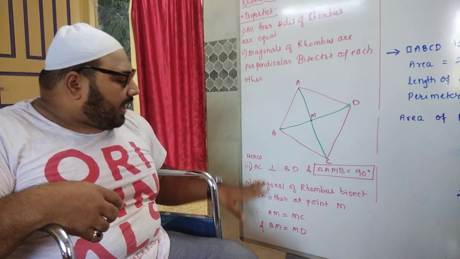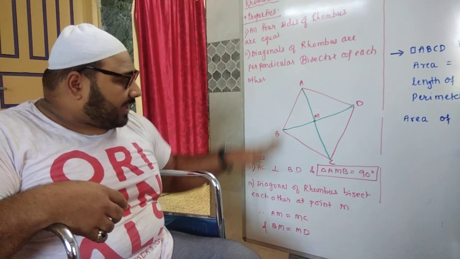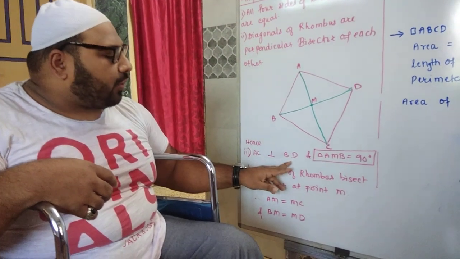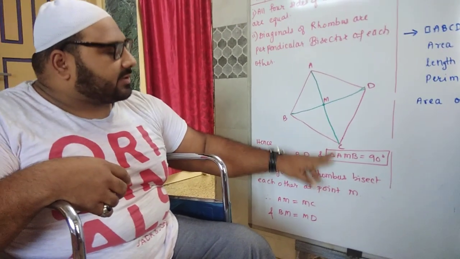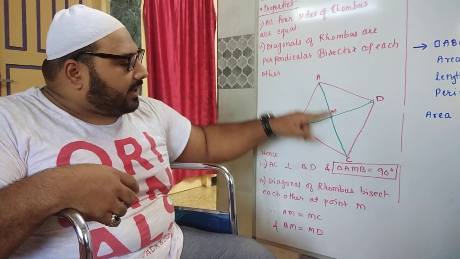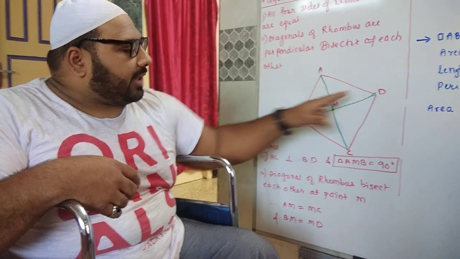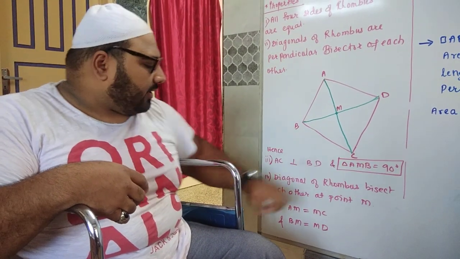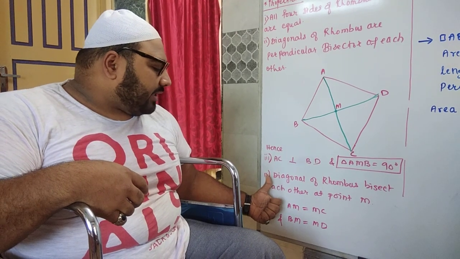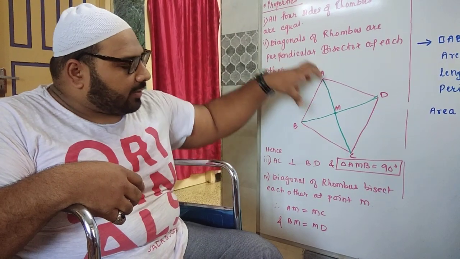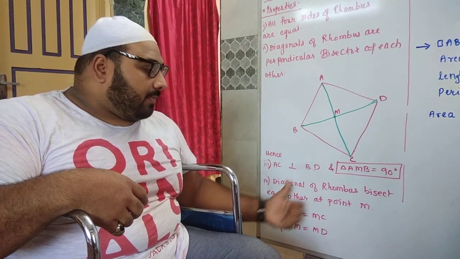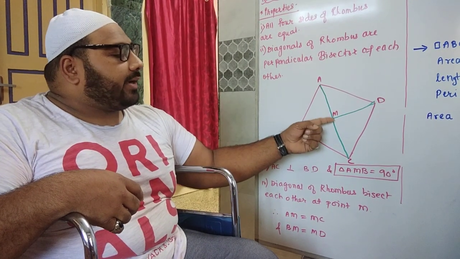Because of this property we can see here AC is perpendicular on BD and it makes all angles here like angle AMB, angle AMD, angle DMC and angle BMC are all of 90 degree. Then fourth property of rhombus is diagonal of rhombus. The diagonals of the rhombus, that is AC and BD, are bisecting each other at point M.